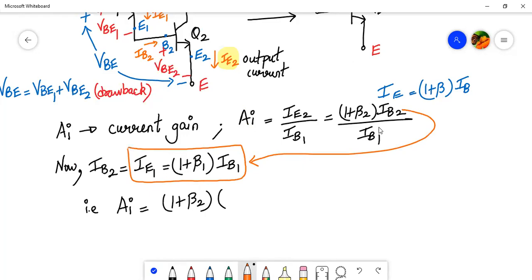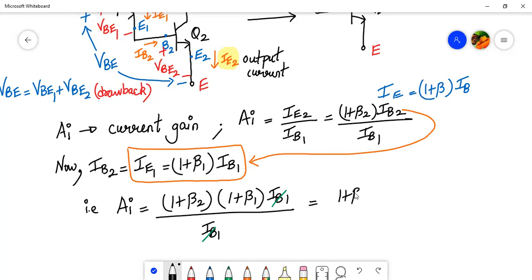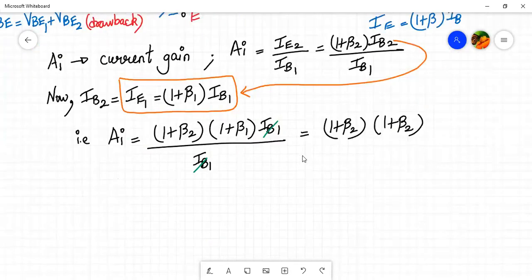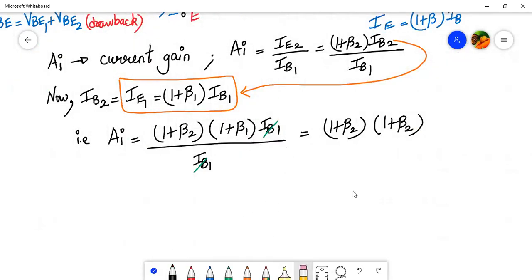Okay, fine. So let me write 1 plus beta 1 into IB1 divided by IB1. Now IB1 and IB1 will get cancelled. And finally, what are you getting? 1 plus beta 2 into 1 plus beta 1. All right. So if we assume the value of beta, it's beta 1 actually over here.